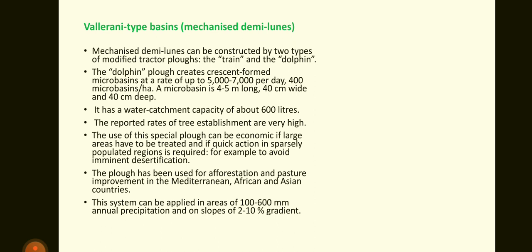These systems can be applied in areas of 100 to 600 millimeters of annual precipitation and on slopes of 2 to 10% gradient. Thank you. This was all about the microcatchment water harvesting techniques.